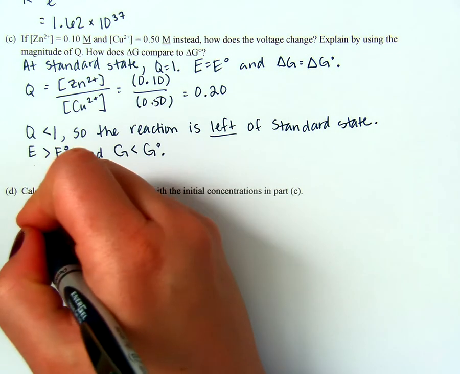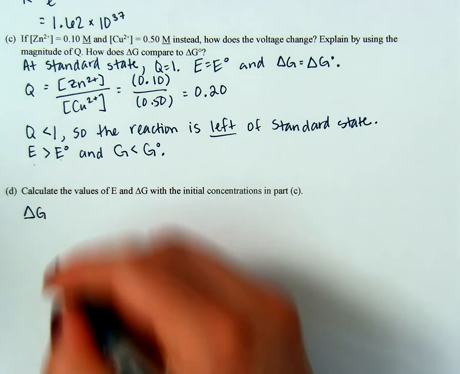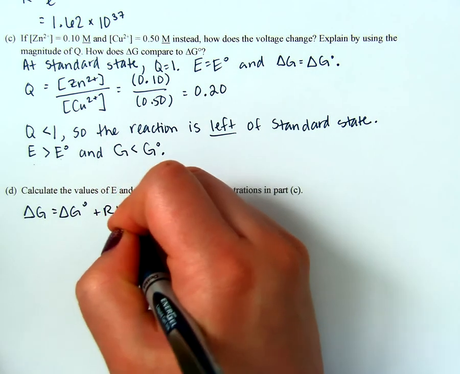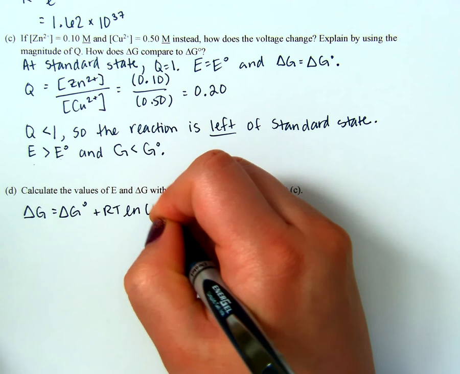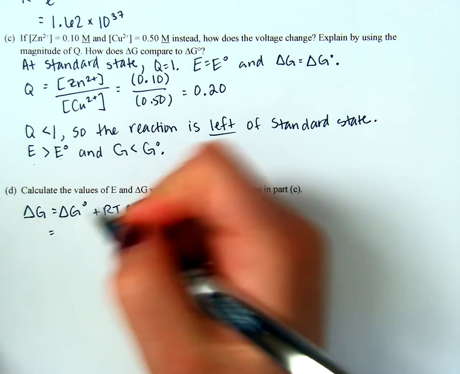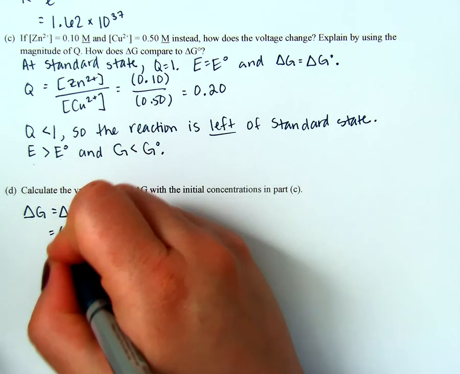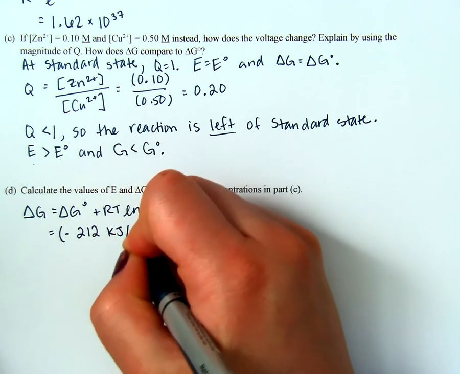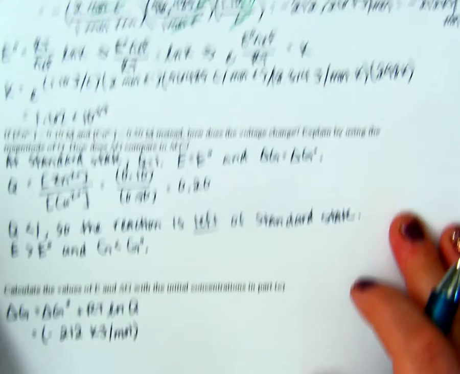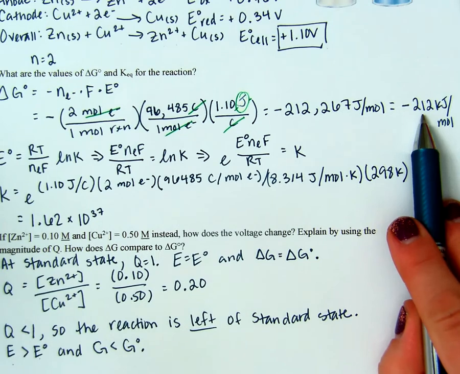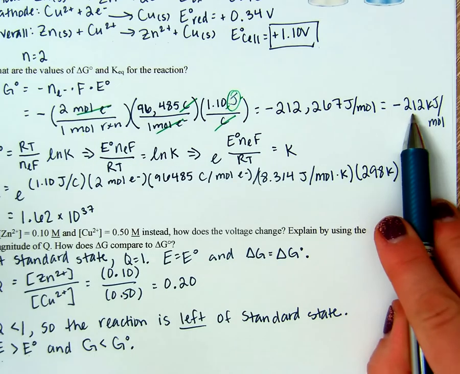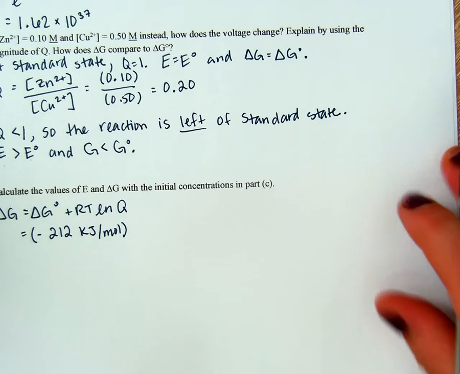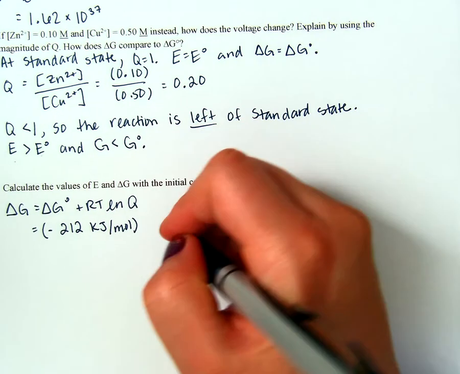Okay, welcome back. Let's start with delta G. So delta G equals delta G naught plus RT ln Q. Our delta G naught was negative 212 kilojoules per mole. And where did I find that number? Right here. We calculated it in part B at standard state, our delta G naught. Negative 212 kilojoules per mole. Okay, so delta G plus RT times ln Q.